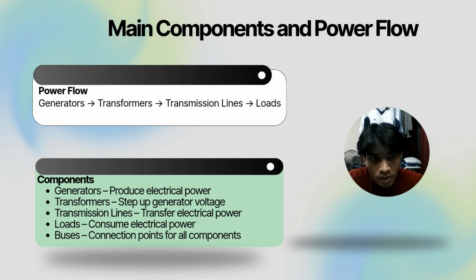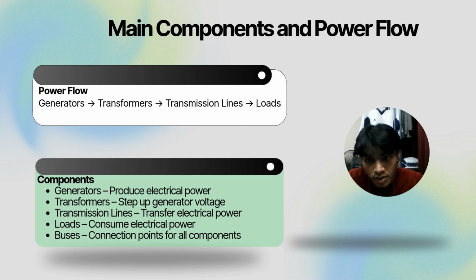So now moving on to the components and power flow, which illustrate the main components of the IEEE 9-bus system and how electrical power flows through the network. So the process begins with the generators, which produce electrical energy. The generated voltage is then stepped up by the transformers, allowing electricity to be transmitted more efficiently with lower power losses. So the electrical power is then transferred through the transmission lines, which connect to different buses throughout the network, before finally reaching the load buses, where the electrical energy is consumed.